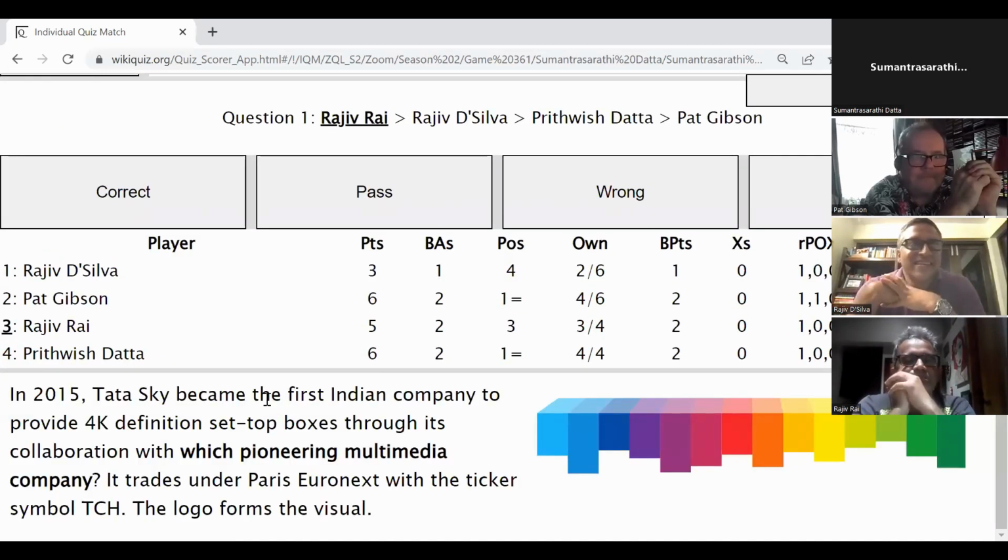Okay. In 2015, Tata Sky became the first Indian company to provide 4K definition set-top boxes through its collaboration with which pioneering multimedia company? It trades under Paris Euronext with the ticker symbol TCH. The logo forms the visual.